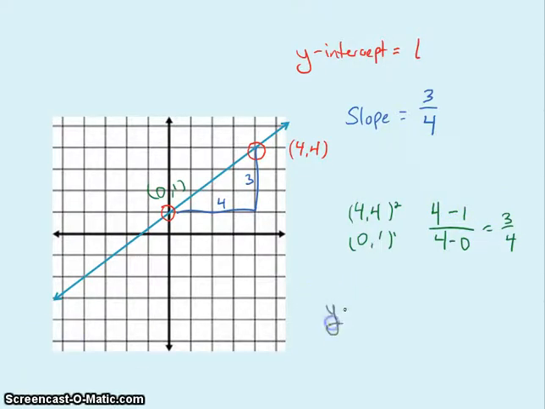So our final equation is y is equal to the slope times x, so 3/4 times x, plus the y-intercept, which is 1.